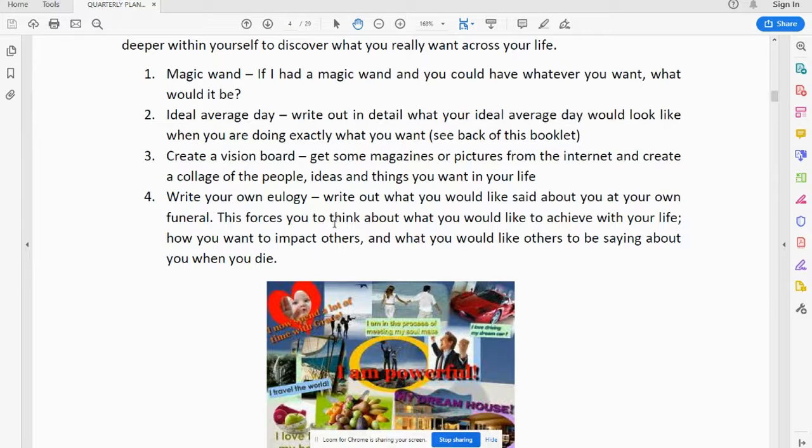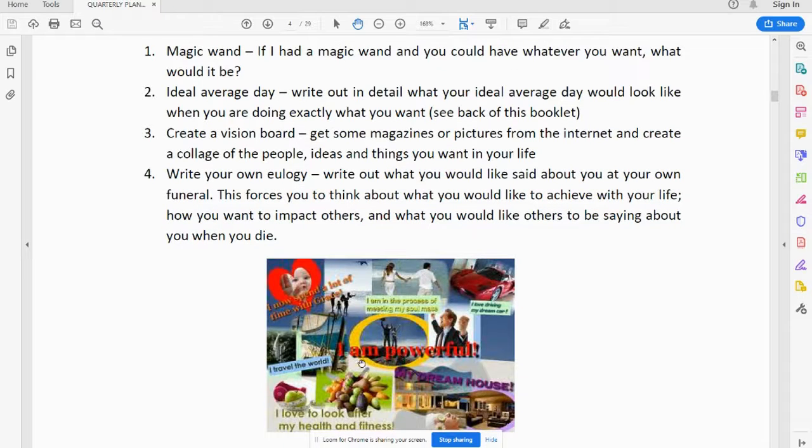You can create a vision board. If you're a highly visual person, like most of us are these days, create a vision board like the one pictured and put the things that you really want to see in your life on a vision board, and you can put it up somewhere that can help remind you.